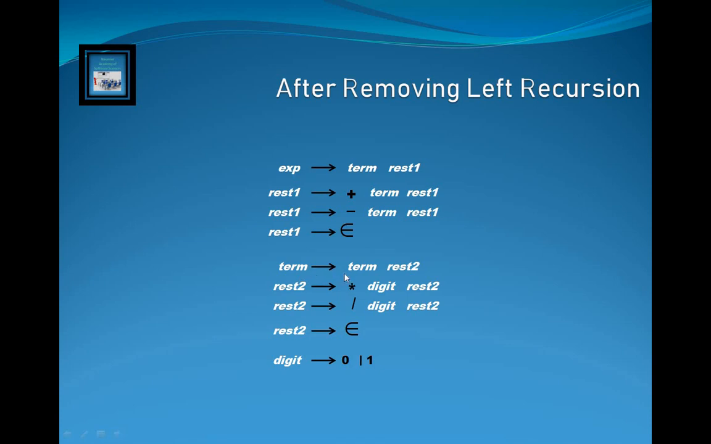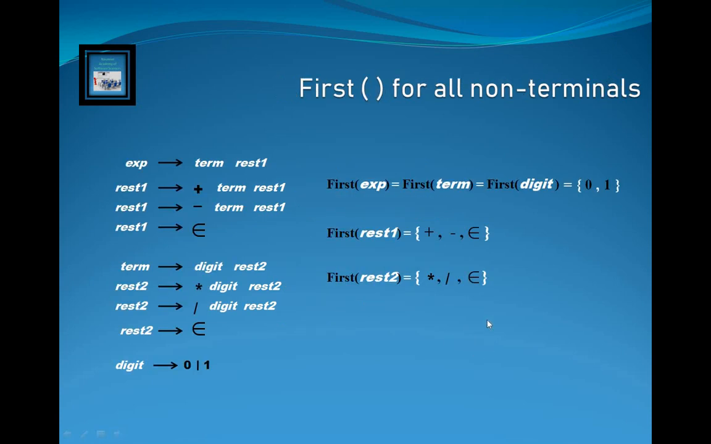The term can have the form of digit rest2, and rest2 can have the form of the rest of the productions, which are okay. So there is one mistake here. The term can have the form of digit rest2. So look here, it is corrected: the term can have the form of digit rest2.